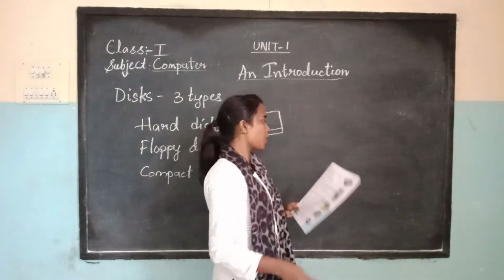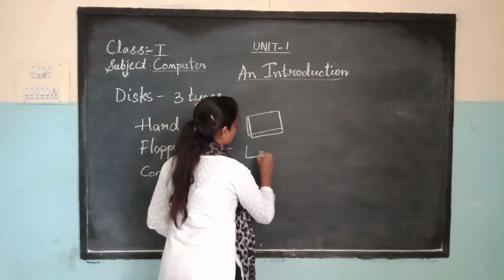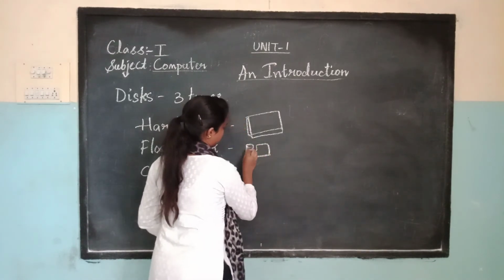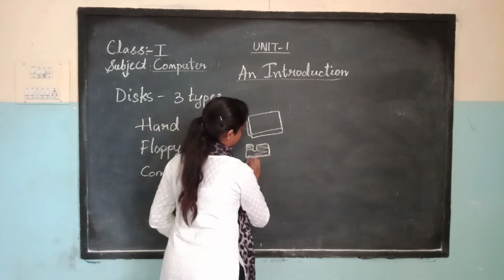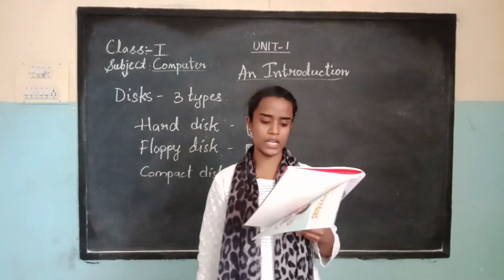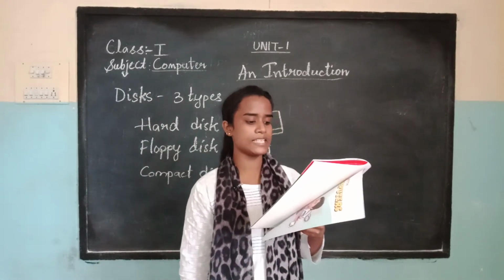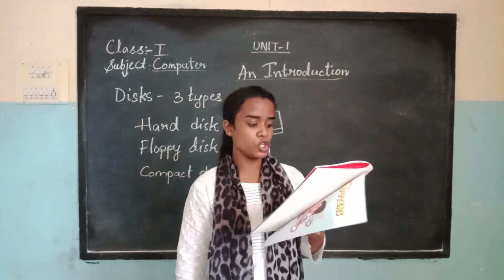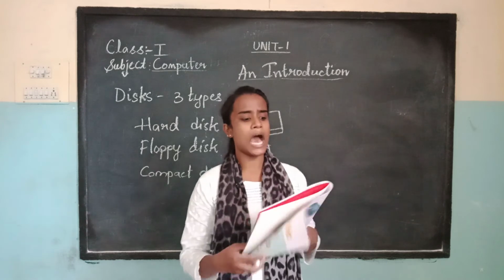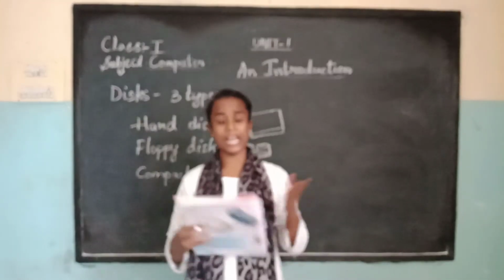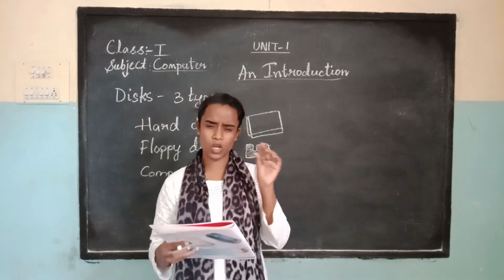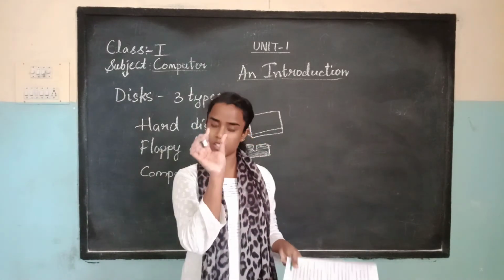So next, floppy disk. Floppy disk is a small disk. It can be used in the floppy disk drive fitted in the CPU. You can store data in it. It is used for small data. Hard disk means you can store a large amount of data. So in a floppy disk you can store small data. So it will be small in size.